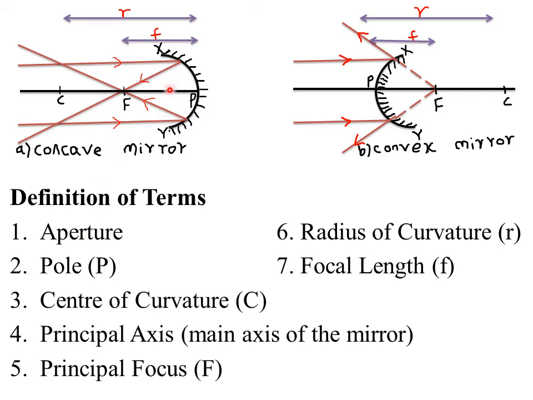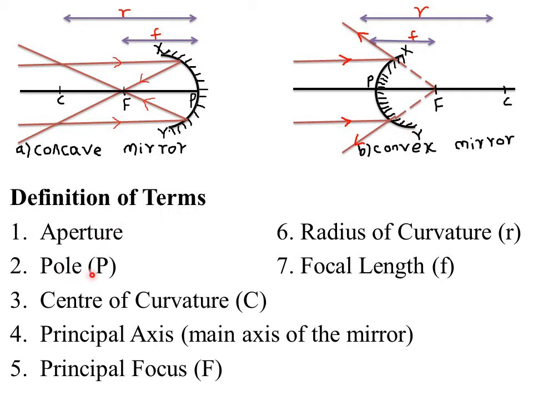In this case, the distance XY, from X to Y, is what we are calling the aperture of the mirror. For the convex mirror also, the distance XY, that is the vertical distance from point X to point Y, or simply the width of the mirror, is what we are calling the aperture. So the aperture of the mirror simply refers to the width of the mirror.